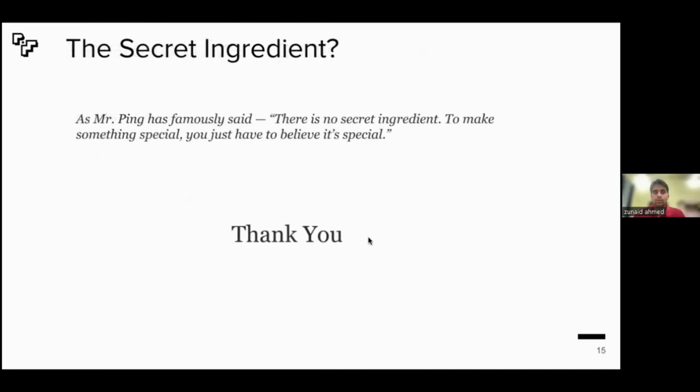So to conclude, the secret ingredient of driving organic growth or building virality: as Mr. Ping from Kung Fu Panda has famously said, there's no secret ingredient. To make something special, you just have to believe that it's special. So I would like to end on that note, and would like to take more questions if there are any.